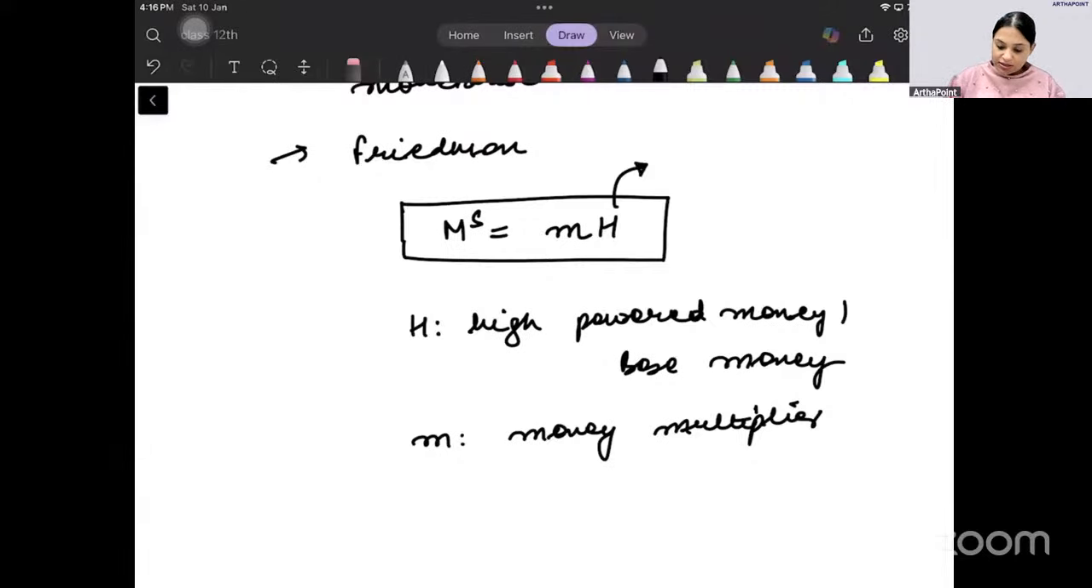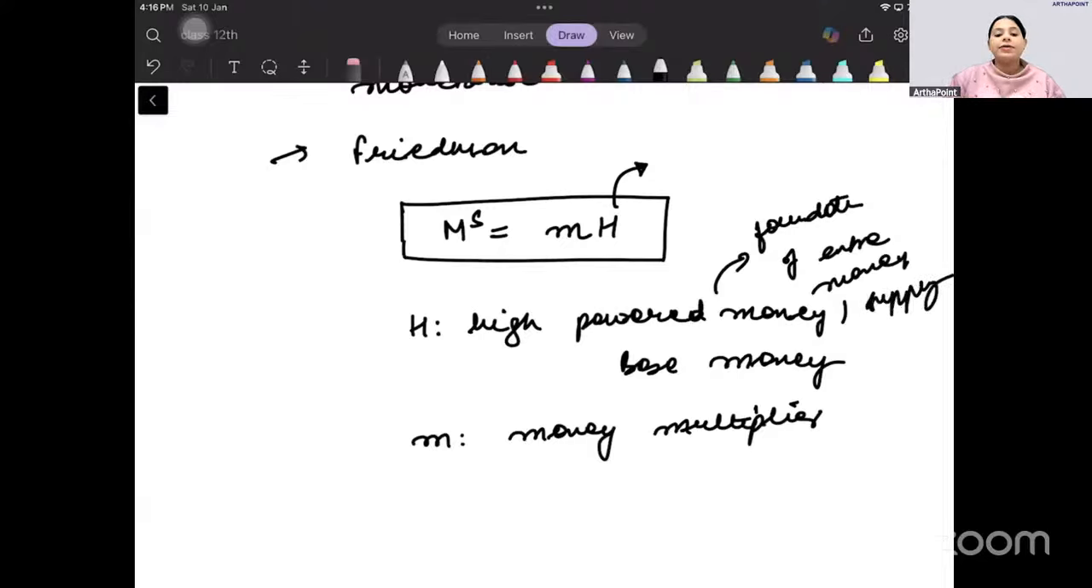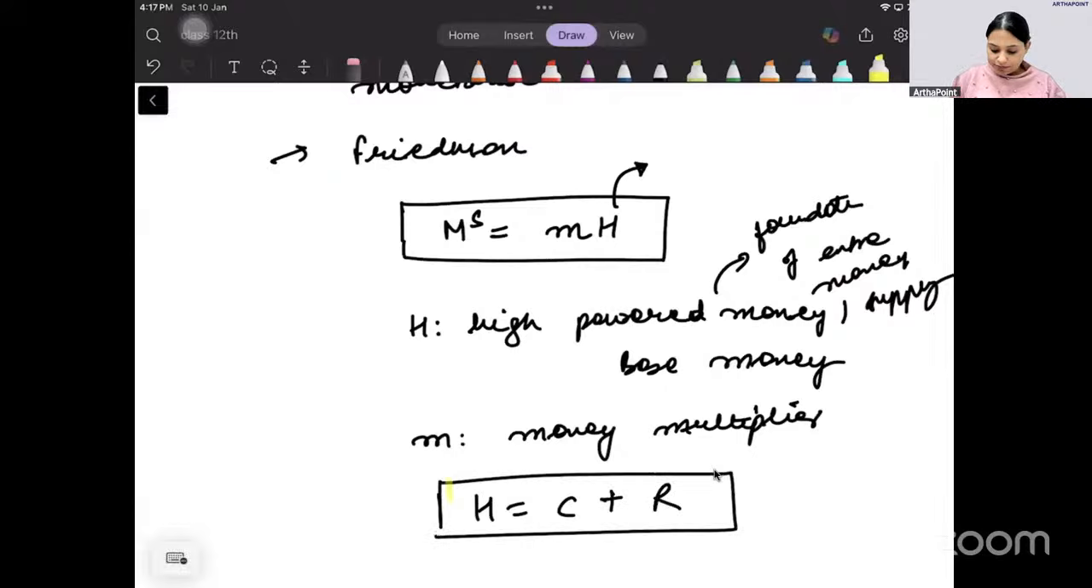So we can say that this is the foundation of entire money supply. ठीक है, जो भी money multiply होगा, whatever money will multiply itself, it will be based on this. So high powered money is currency plus reserves, C plus R.